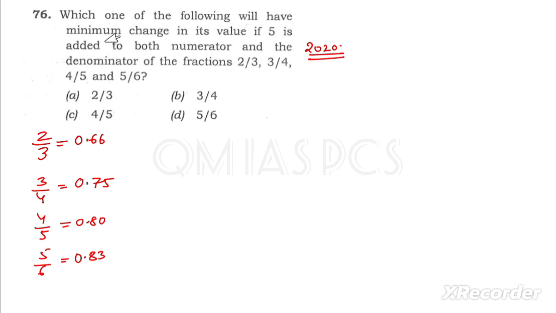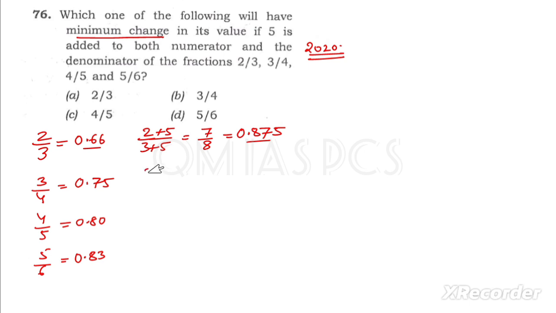Why am I writing this? Because we have to find the minimum change. So when we add 5 to the numerator and denominator of 2 by 3, it will be 7 by 8. Now what is the value of 7 by 8? In decimal form, this will become 0.875. First we have to find the value of all the numbers, then we will find the difference.